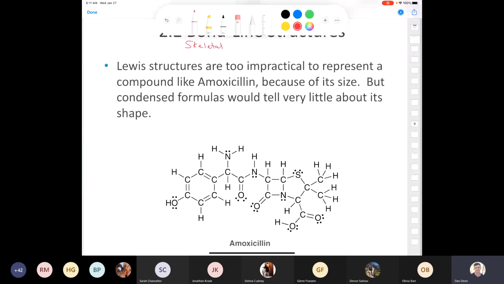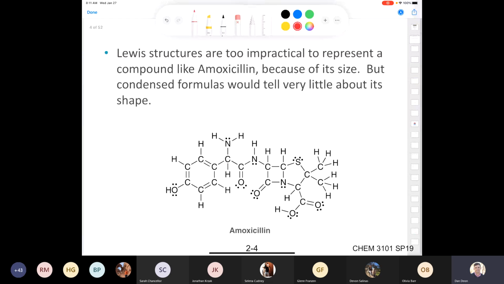If we look at this structure down here, it says Lewis structures are too impractical to represent a compound like amoxicillin because of its size. You see that amoxicillin is actually quite a large compound. It's definitely not the largest compound we'll look at, but it's big enough. If you were to draw a condensed formula of this, that would tell you very little about the actual molecular geometry or the shape of the molecule.